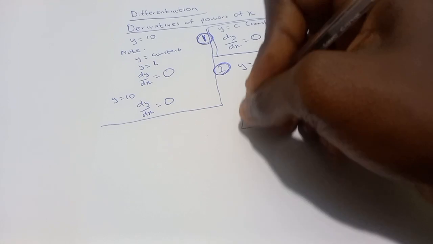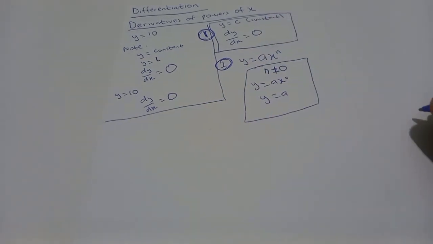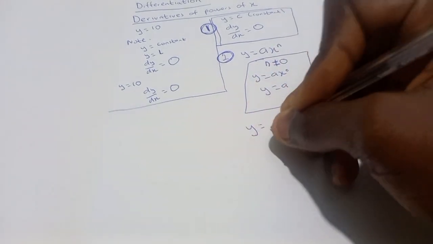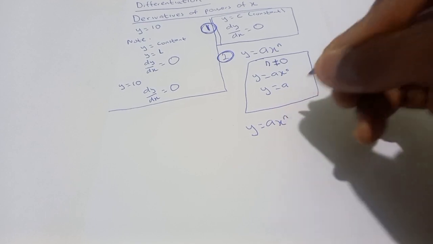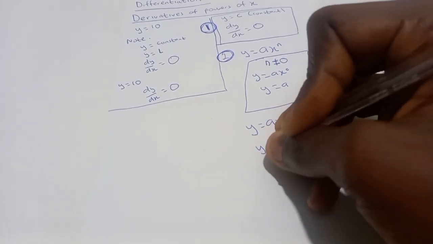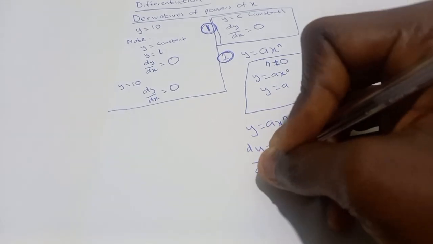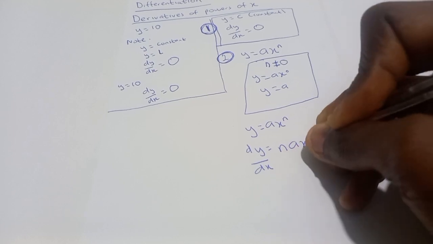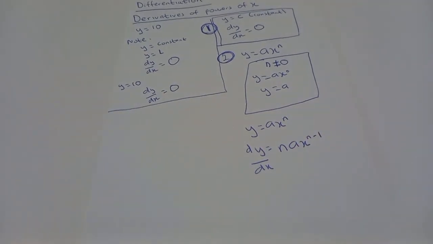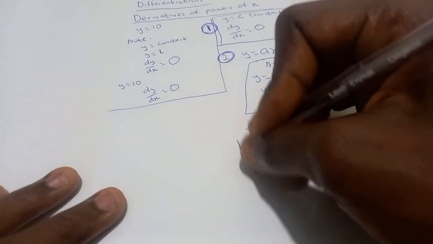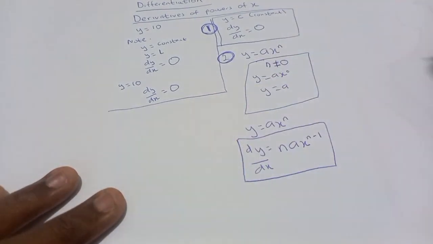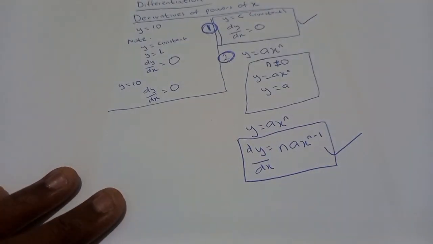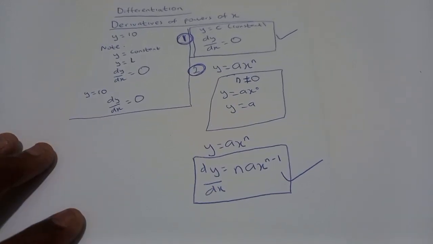Are you getting it? I like making boxes. So then let's see. y is equal to ax^n. So when we differentiate this, we get n times ax^(n-1). Are you getting it? So let's make another box as usual. We are looking at this and looking at that. Let's try solving some examples.